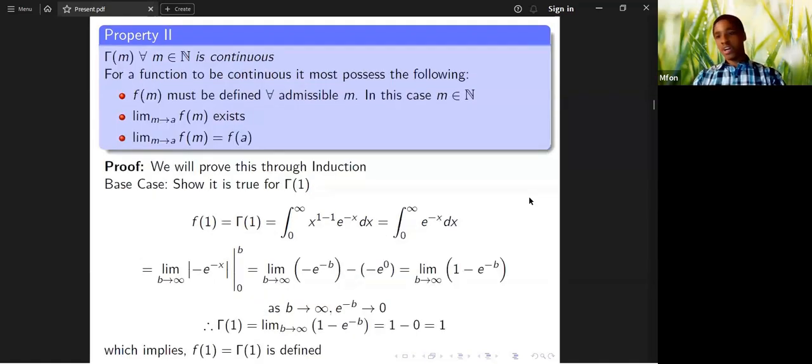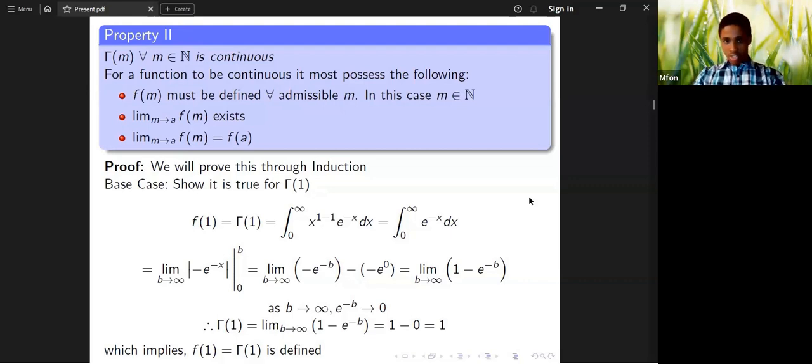The next property we are going to be proving is that gamma of m is continuous for all m in the set of natural numbers. There are some things that must be followed before a function can be continuous. For example, it must lie within that set, which means every value of gamma of m must be a natural number, and the limit must exist as m approaches a particular number, say a. And the limit must also equal the function, which is the gamma function we're dealing with.